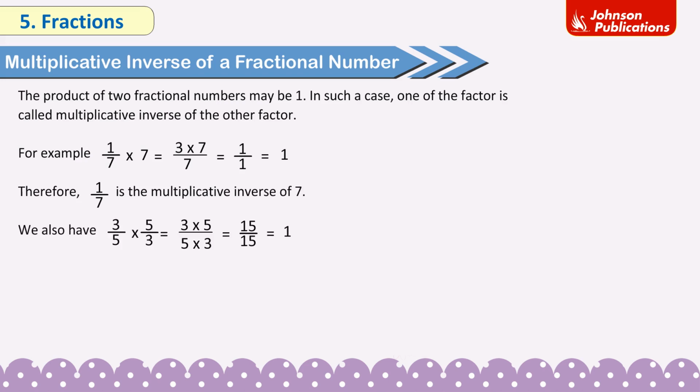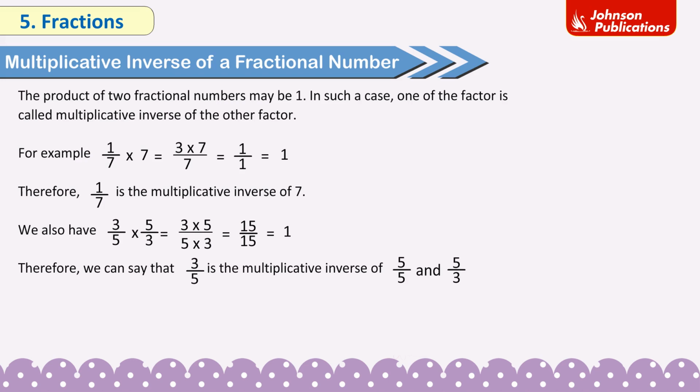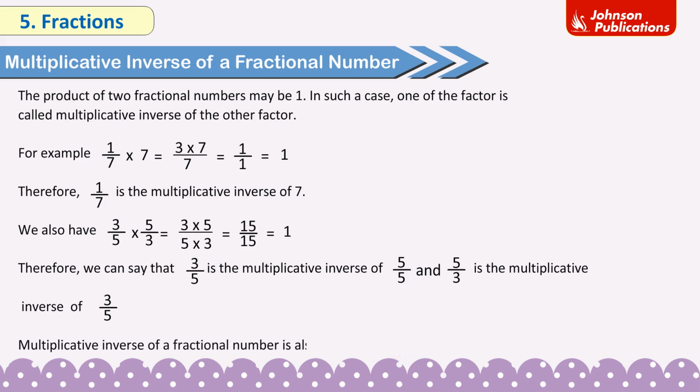We also have 3/5 multiplied by 5/3, which is equal to 3 multiplied by 5 multiplied by 3, which is equal to 15/15, which is equal to 1. Therefore, we can say that 3/5 is the multiplicative inverse of 5/3, and 5/3 is the multiplicative inverse of 3/5. Multiplicative inverse of a fractional number is also called its reciprocal.